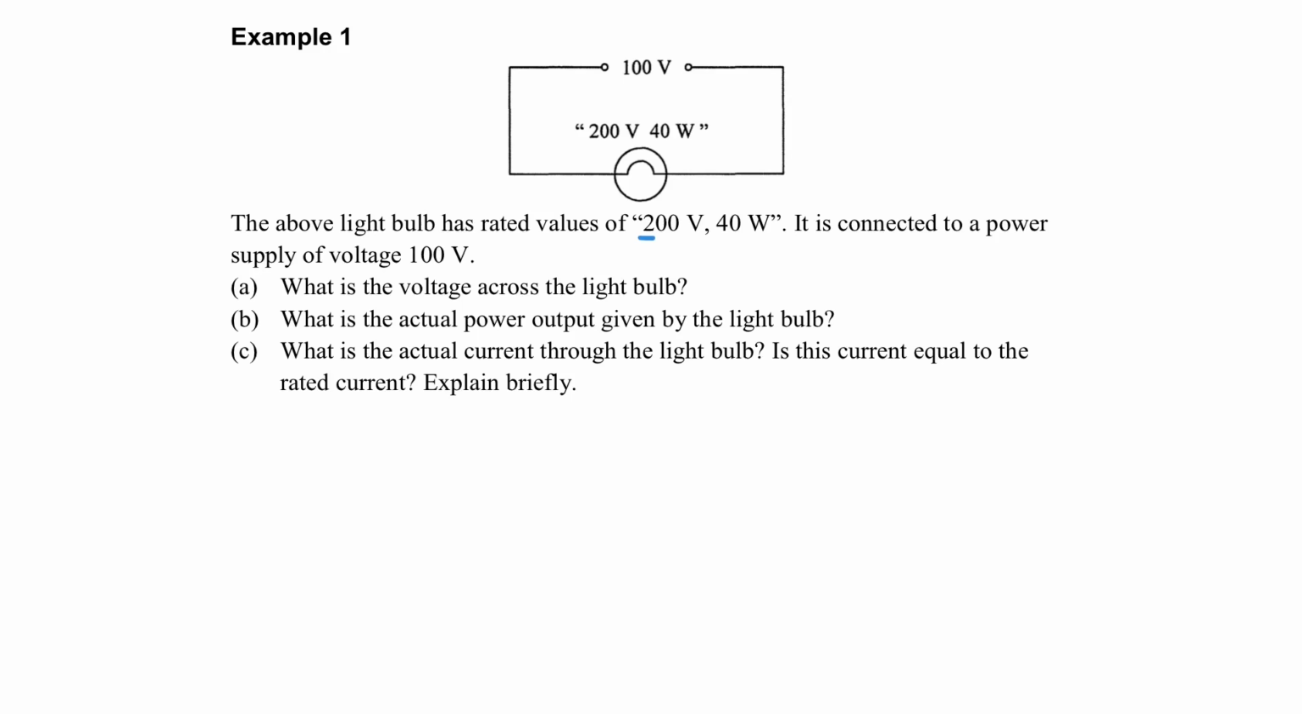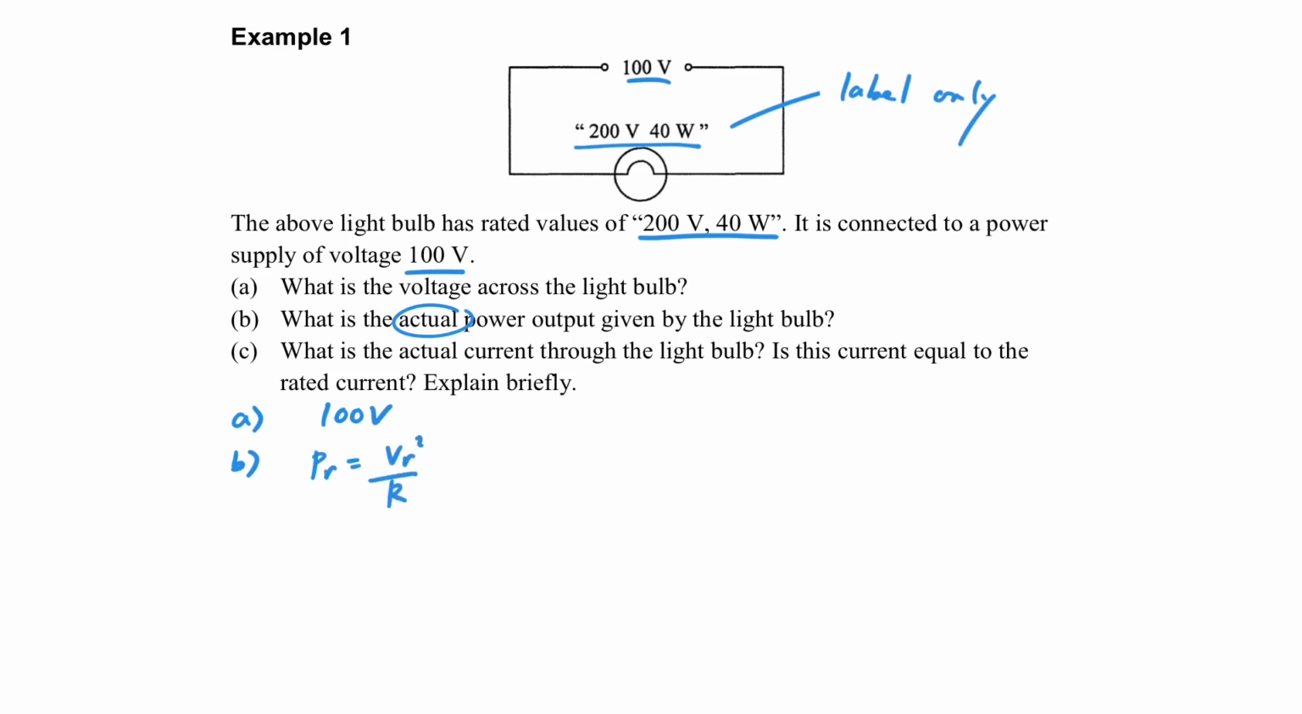Let's take an example here. We can see that the light bulb has its rated power and voltage. However, it is connected to a power supply which is smaller than its rated value. So you should note that the rated value is actually just a label only. But this label helps us to find out something, that is, the actual power.